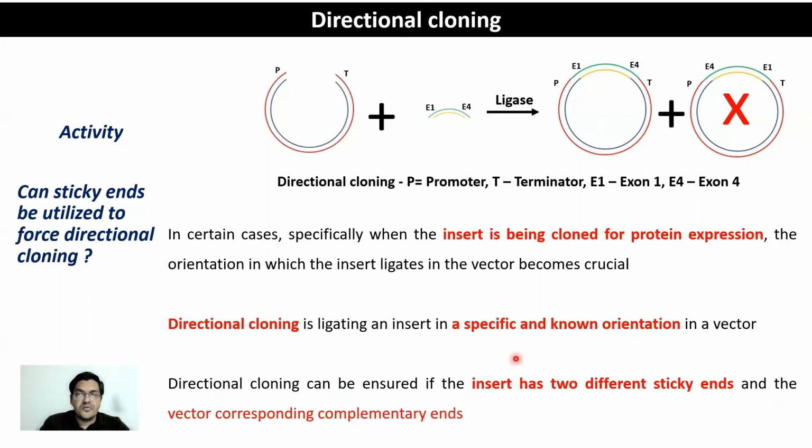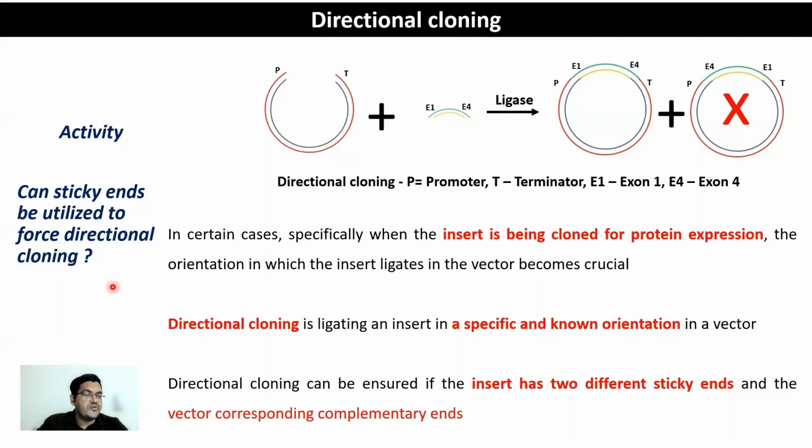So what we want to do now is to ensure that our insert has 2 different sticky ends, and the vector is also cut accordingly so as to ensure that it has complementary sticky ends. So let's see how this is done here. Before this, there's a small question that I want to ask you, and of course we're trying to address this in the next slide: can sticky ends be utilized to force directional cloning?